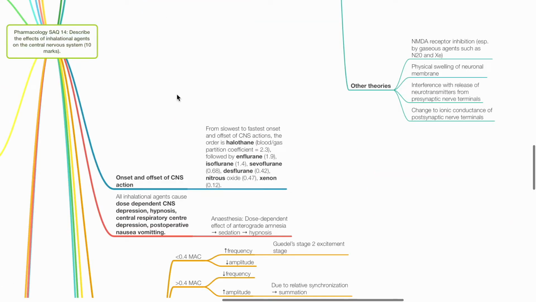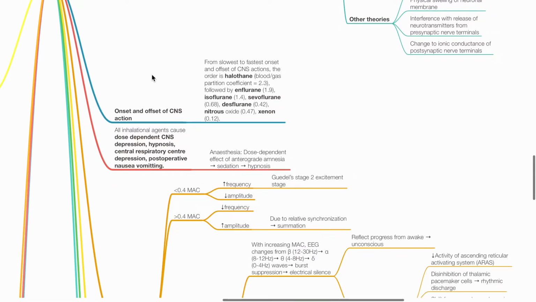Onset and offset of CNS action. From slowest to fastest onset and offset of CNS actions, the order is halothane with a blood gas partition coefficient of 2.3, followed by enflurane 1.9, isoflurane 1.4, sevoflurane 0.68, desflurane 0.42, nitrous oxide 0.47, xenon 0.12. All inhalational agents cause dose-dependent CNS depression, hypnosis, central respiratory center depression, and post-op nausea vomiting.